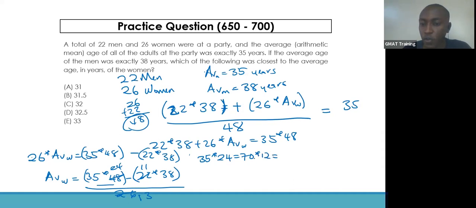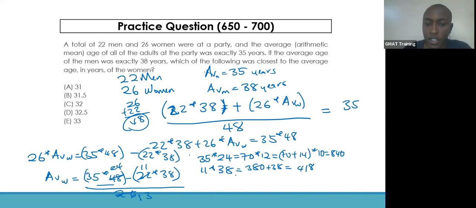So this is 12 times 7, which should be 70 plus 7 times 2, that's 14, times 10, which is 840. And then we have 11 times 38. This one is much easier, so you can have 380 plus 38. This is 418. Let's subtract this, so you have 840 minus 418. This is 422. And for the average for the women, this 422 divided by 13.